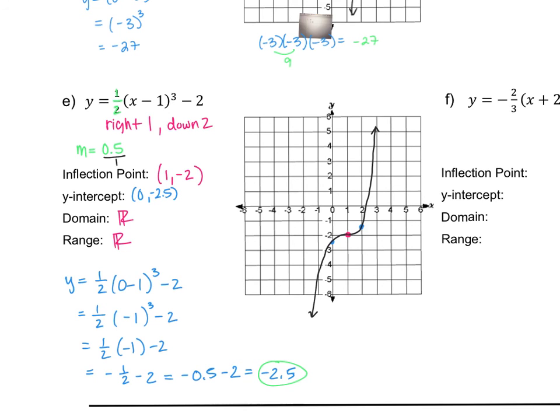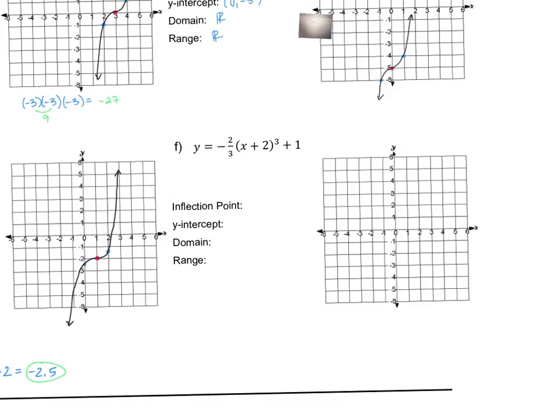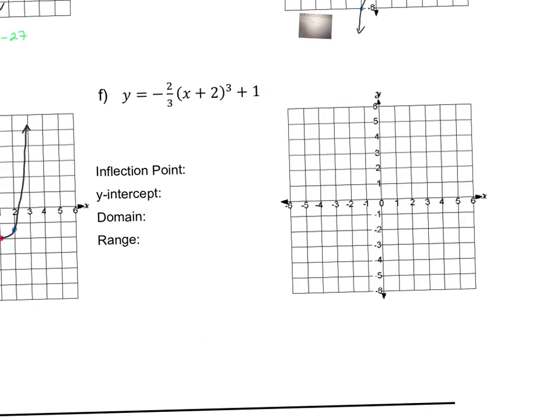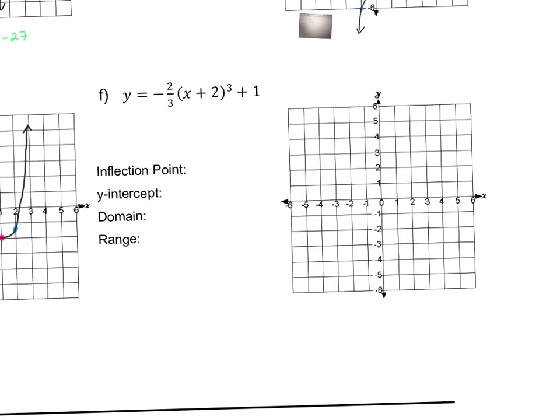All right, last one here. This problem here is another fraction, so I definitely want to practice one more with you guys. For this one here, you have a plus 2 on the inside, so we're going to be going left 2 units, and we're going to be going up 1 unit because of the positive 1. So if I were to go left 2 units, up 1, I would be right about here. And my inflection point would be negative 2, 1. So I have my inflection point.